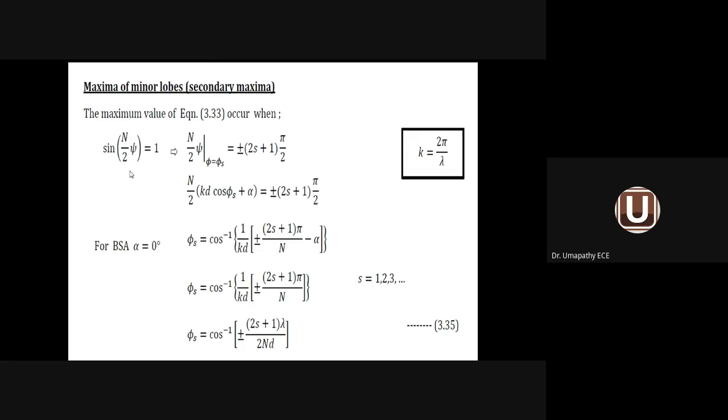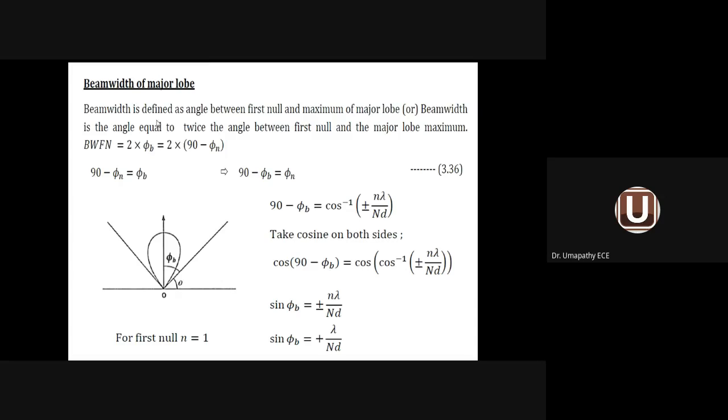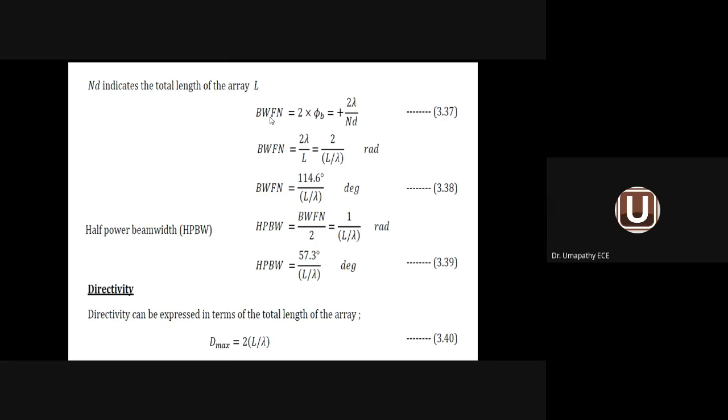I am taking the numerator of the array factor, equating it to 1, calculating the value of psi s. Psi s is nothing but the secondary maxima. I am using the definition of beam width, substituting the value of psi n, calculating the value of psi b. Then I am going for BWFN and HPBW in terms of radian and degree. Finally, I am just writing an expression for directivity. So whatever procedure we have followed for the broadside array, equally we are going to follow for the end-fire array.